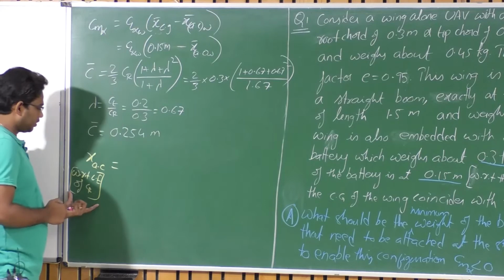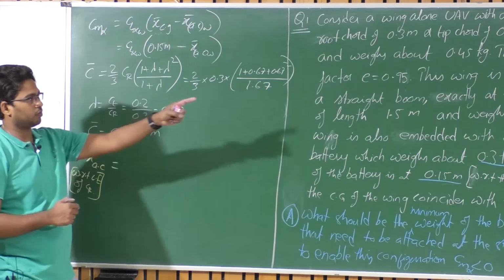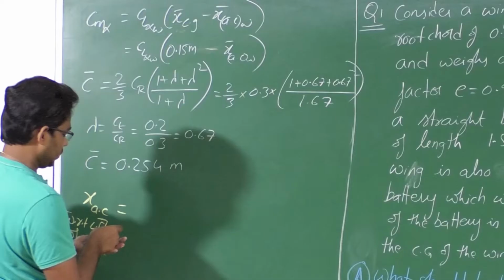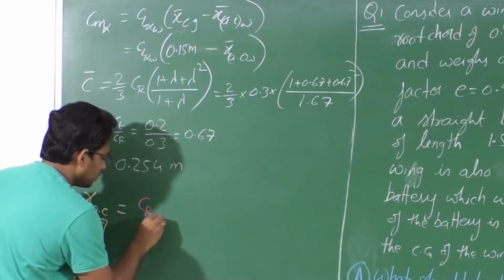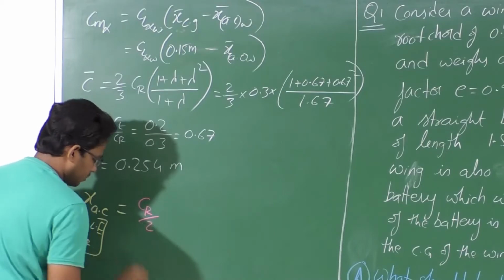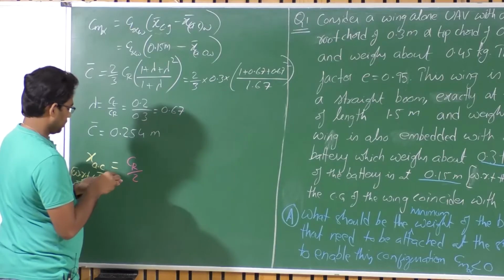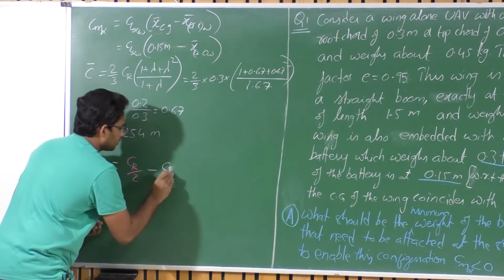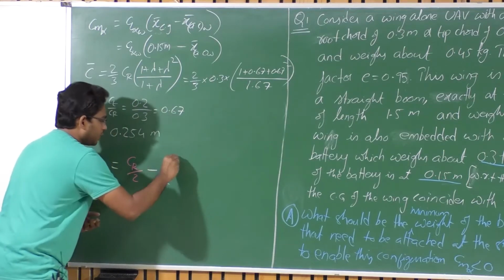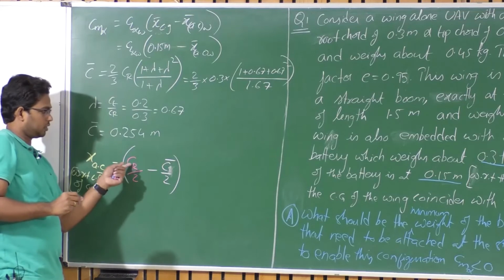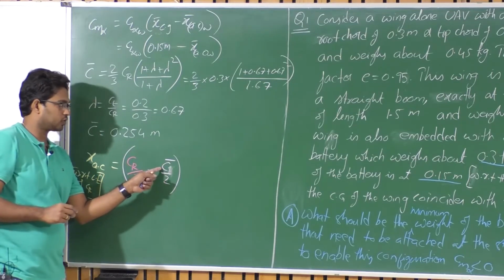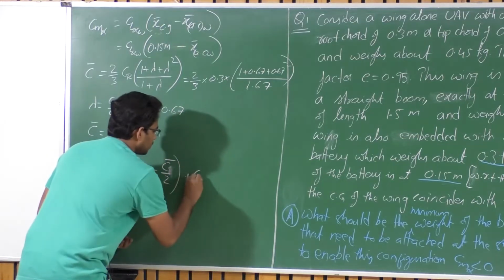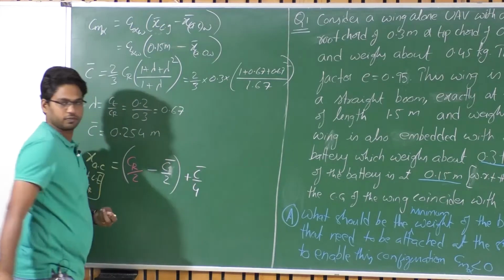So that's the reason why, in order to avoid confusion, here we are talking about X aerodynamic center with respect to the leading edge of the root chord. So I have CR by 2, minus C bar by 2. So with this I have now reached from the leading edge of the root chord to the leading edge of the mean aerodynamic chord, plus C bar by 4.